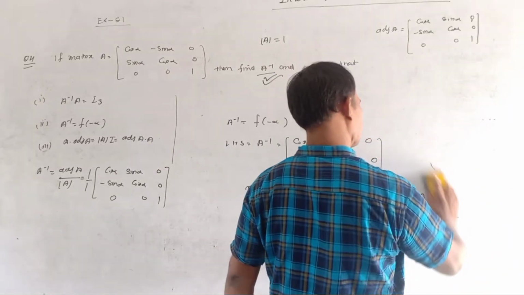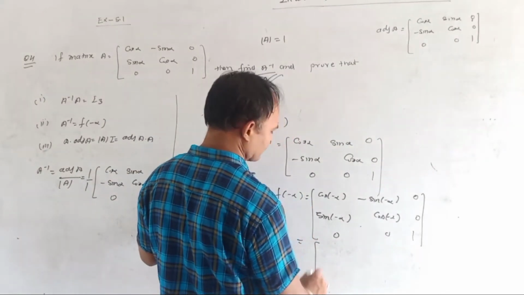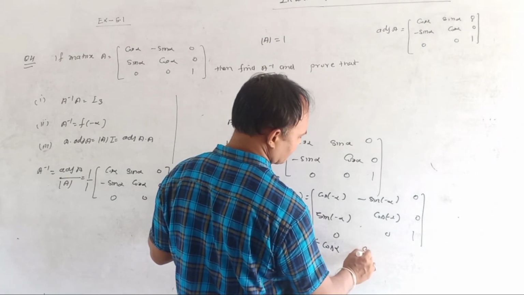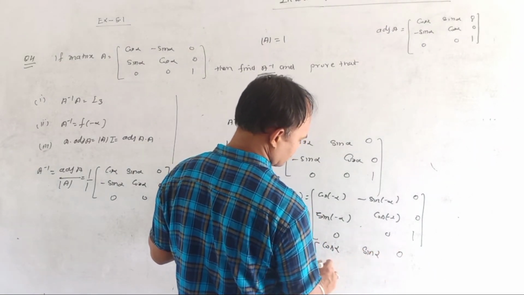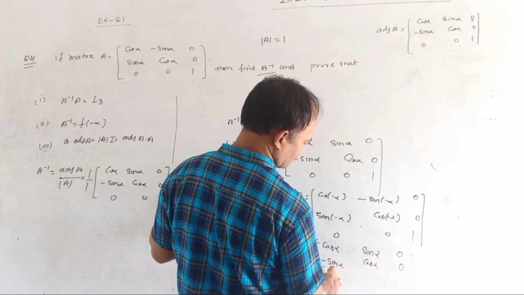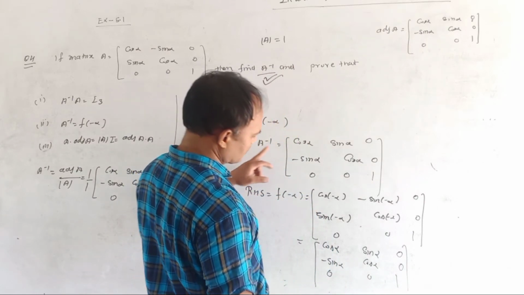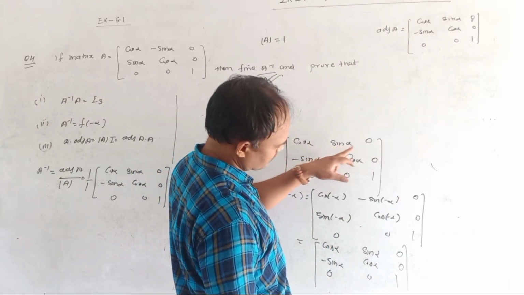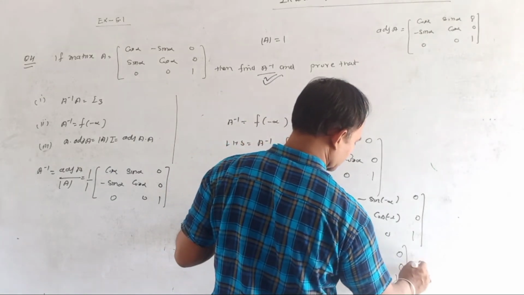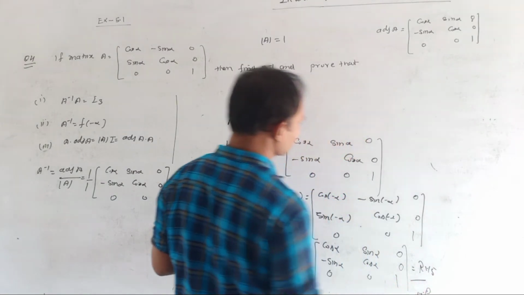So now what is the value? The entries are cos alpha, because cos is an even function, then sin alpha, 0, minus sin alpha, cos alpha, 0, 0, 0, 1. Is it the LHS? Check: cos alpha, sin alpha, 0, minus sin alpha, cos alpha, 0, 0, 0, 1. So we can say that it is the RHS. Hence proved. It is clear now.